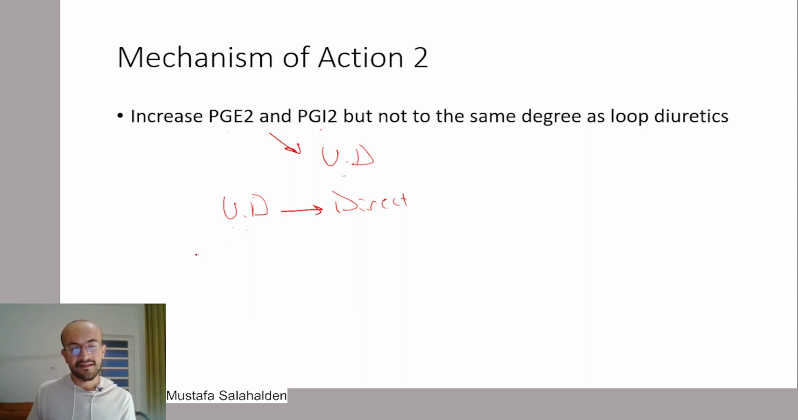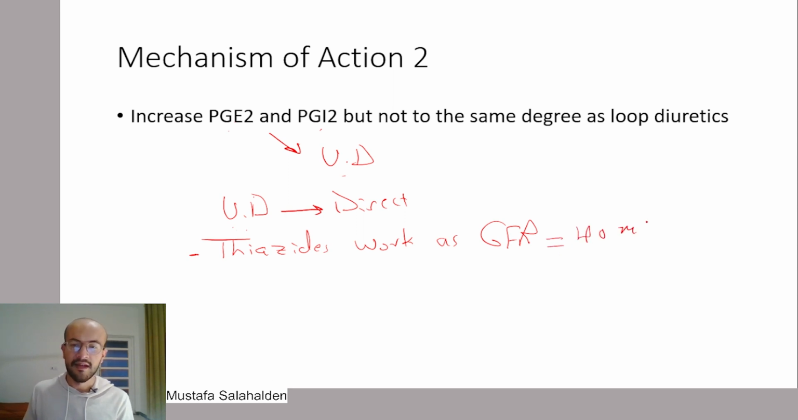The other point is that the thiazides would work until the GFR is as low as 40. So the thiazides work with a GFR as low as 30 or 40. And that would make them also different from the loop diuretics, because the loop diuretics are more efficient and would work even if the GFR is 10. So the thiazides would not work if the patient has renal failure and their GFR is less than 40.